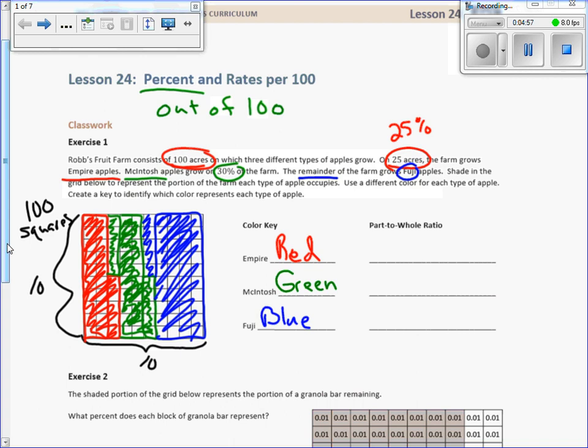Now we're going to say part to whole ratio. We had 25 out of 100 Empire, 30 out of 100 Macintosh. I forgot a zero up here. And 30 plus 25 is 55, so we had 45 out of 100 Fuji. All these numbers add up to 100 out of 100. So there's exercise 1.